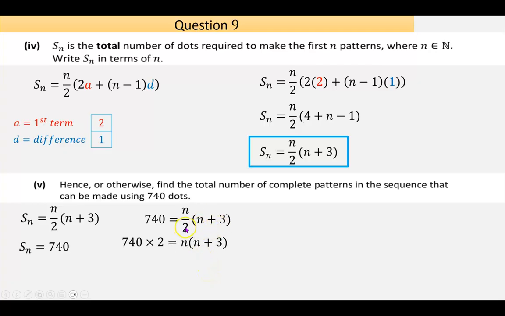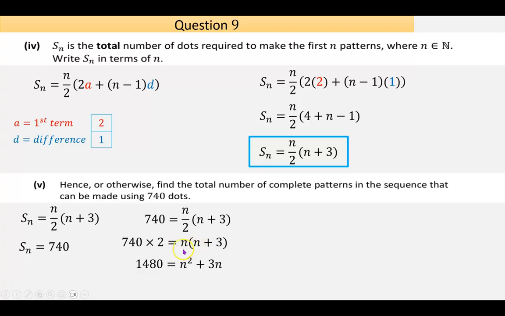Actually, before I do that, I'm going to get rid of this 2 just for simplicity. The 2 here is divided on the right, so I'm going to move it over here just so I'm not worried about a fraction. It'll become multiplied on the far side. That gives me an answer then of 1480.